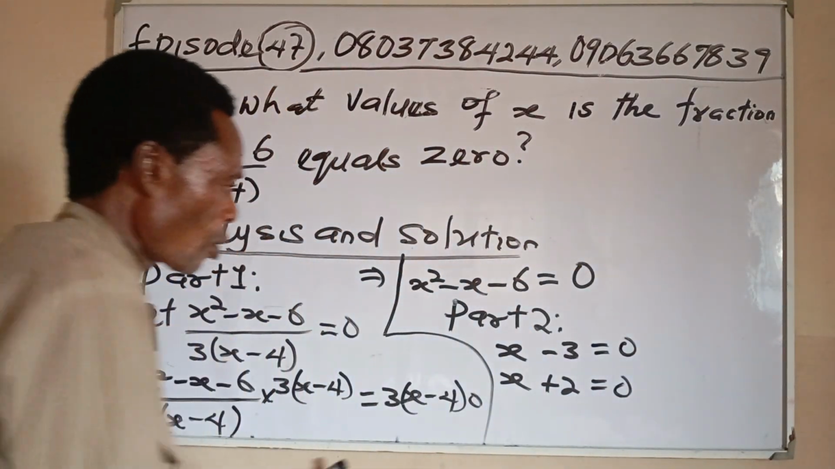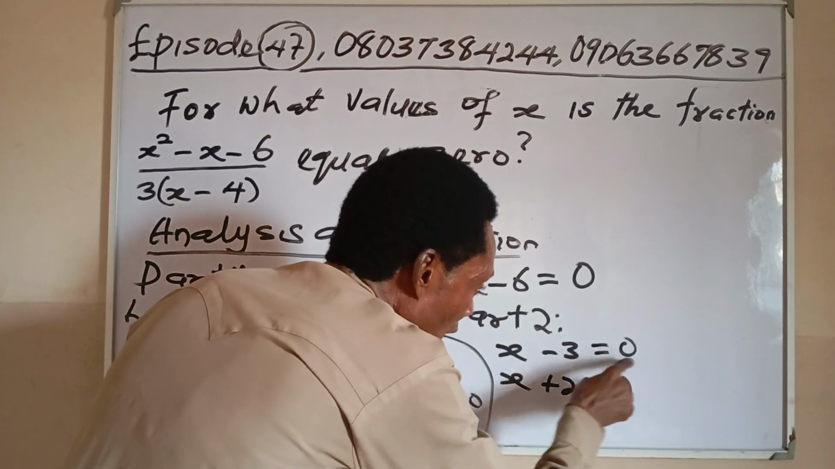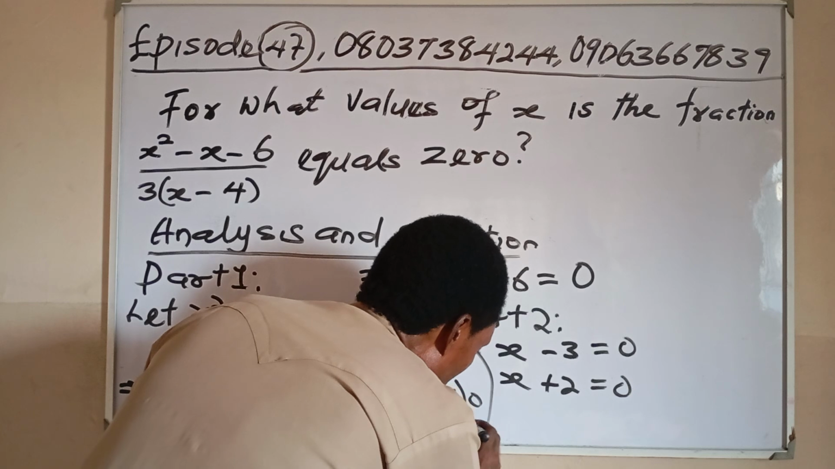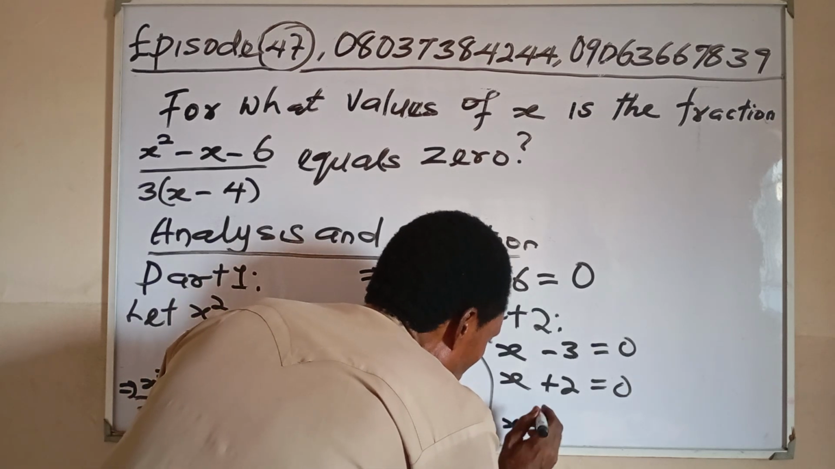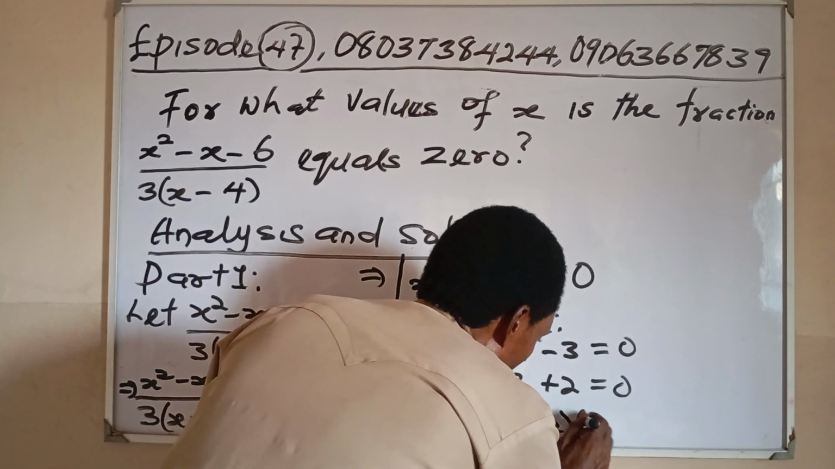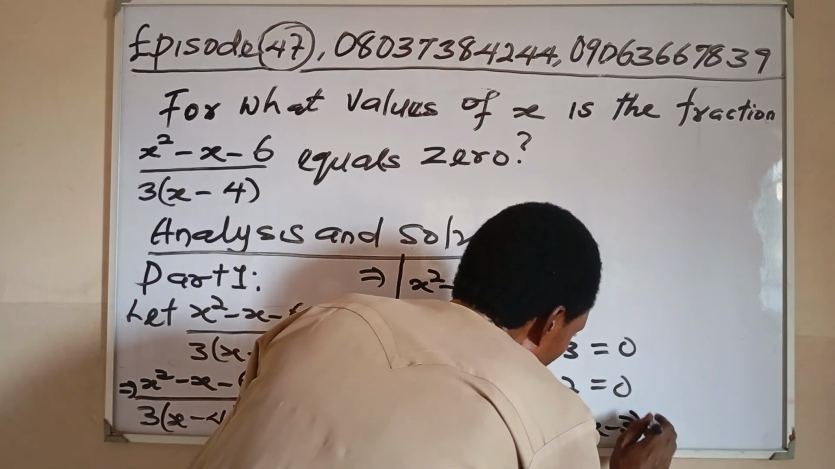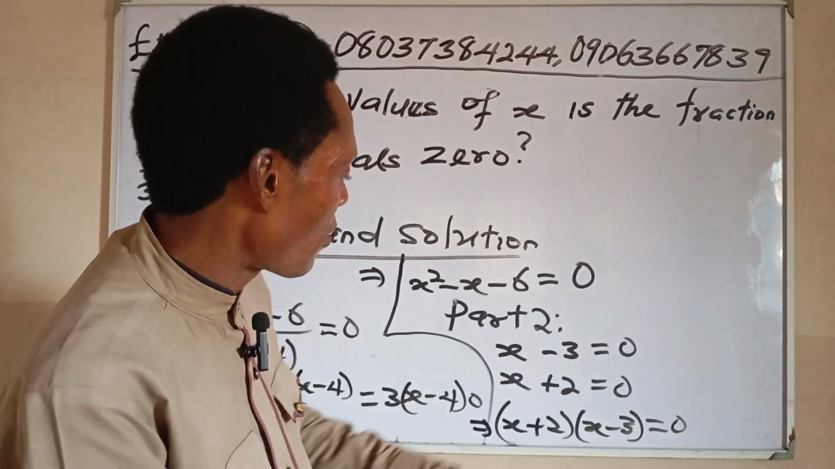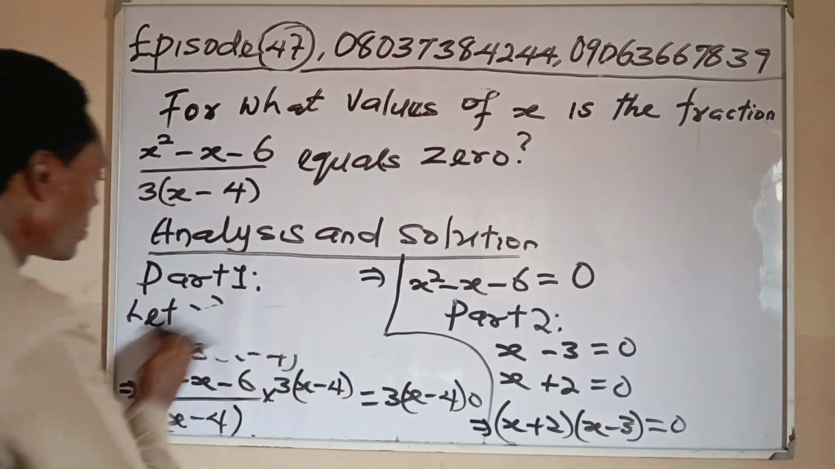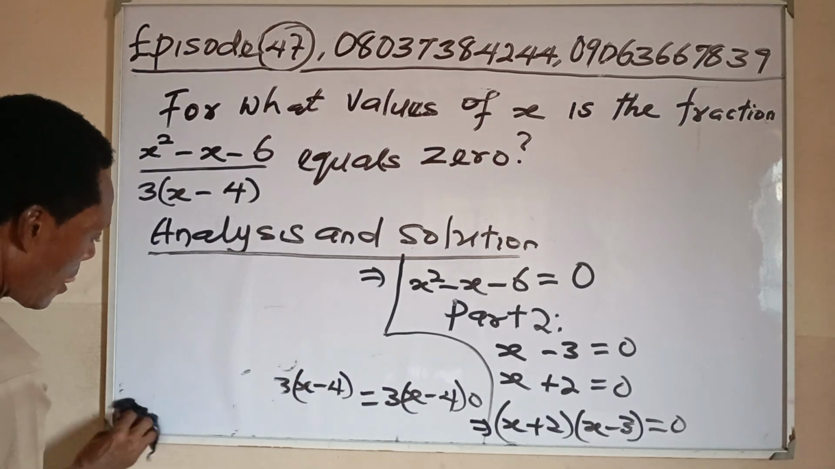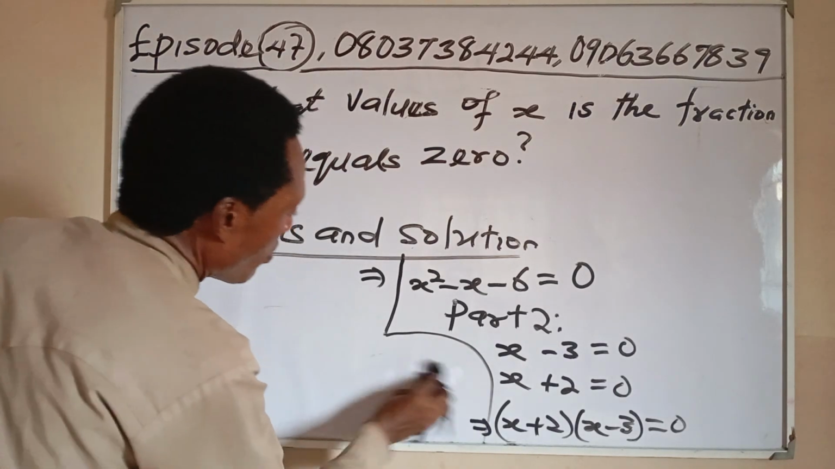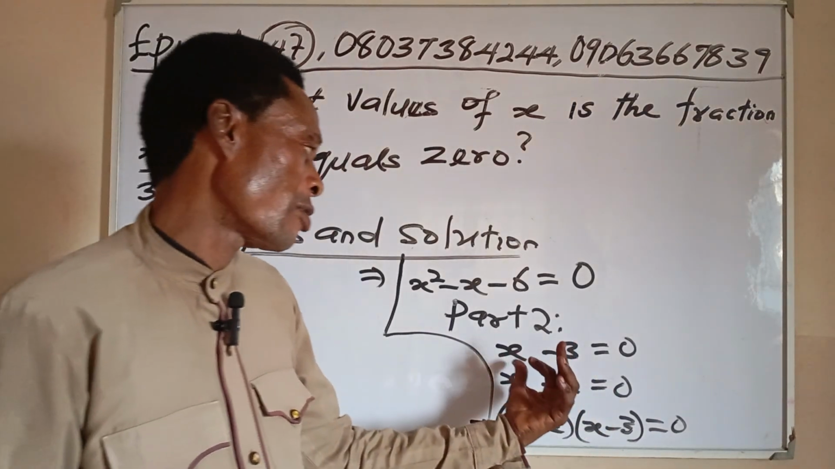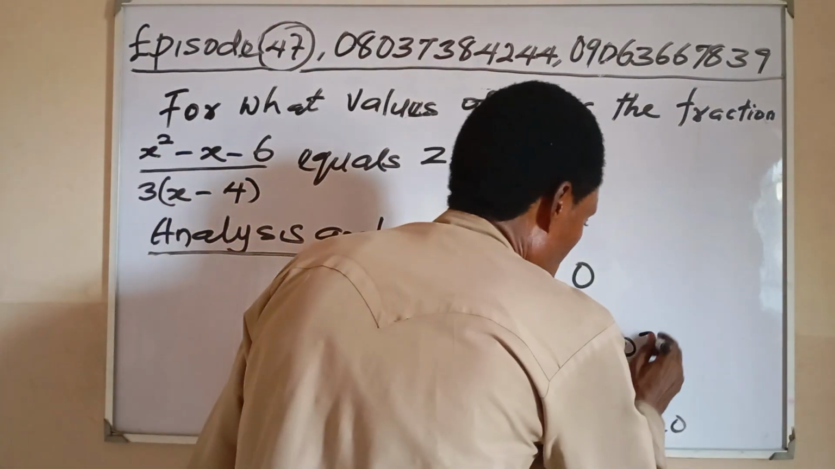So since s minus 3 equals 0 and s plus 2 equals 0, you can bring them together. You can now say, which implies, s plus 2 times s minus 3 equals 0. At this stage, this is called factorization. So we fall back to this place.